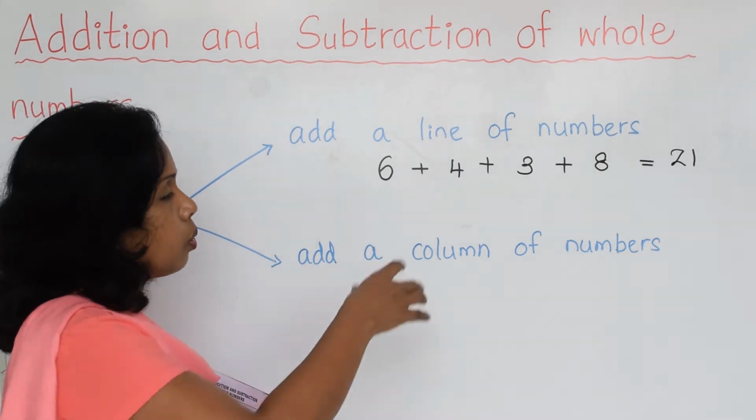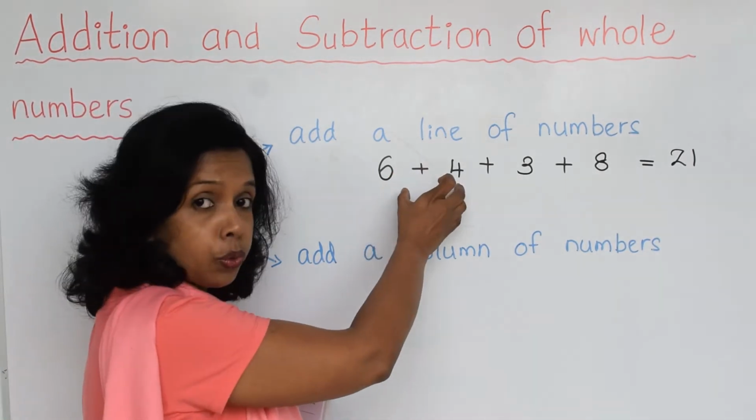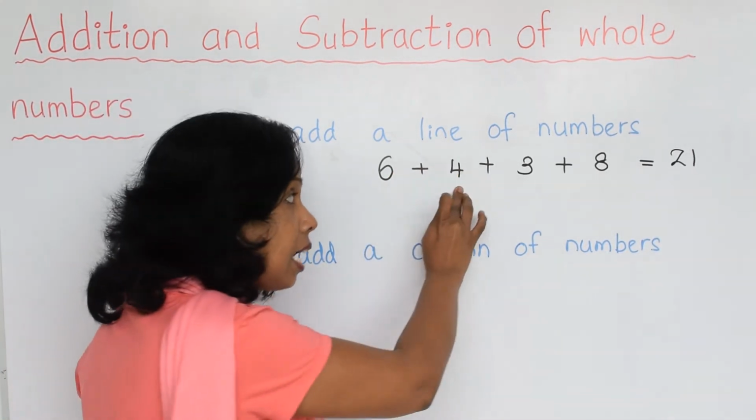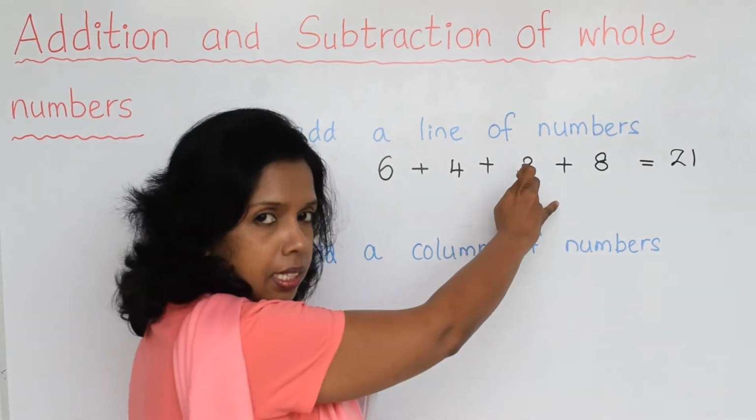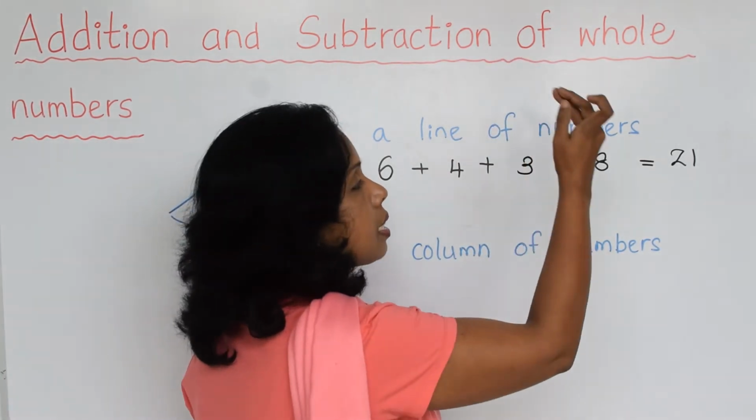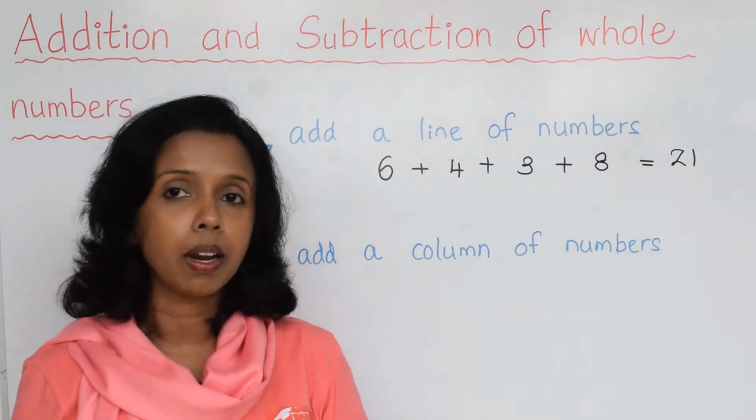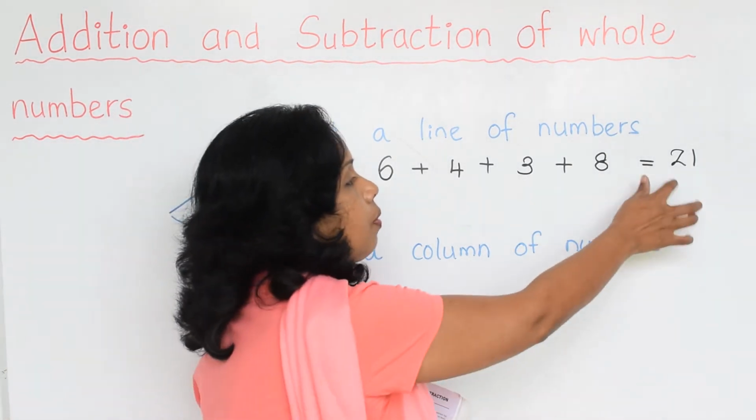First I added those two numbers, 6 plus 4, 10. Then 10 plus 3, 13. 13 plus 8, it is 21. That is how I can have the final answer.